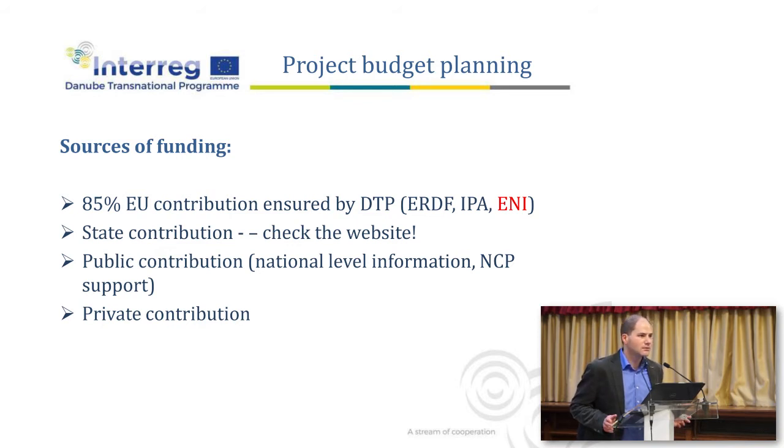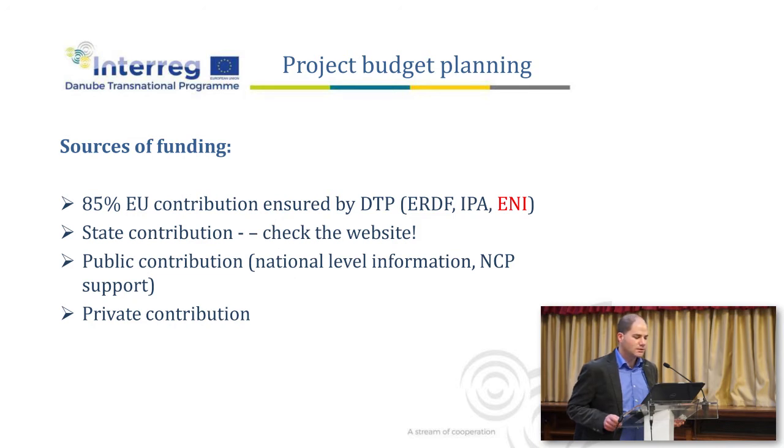We can say that within our program, there are 3 main ways of structuring this financial information. One is based on source of funding. The other is based on the work packages and budget lines. And the third one is based on the reporting periods. Sources of funding basically tells where the financing is coming from.